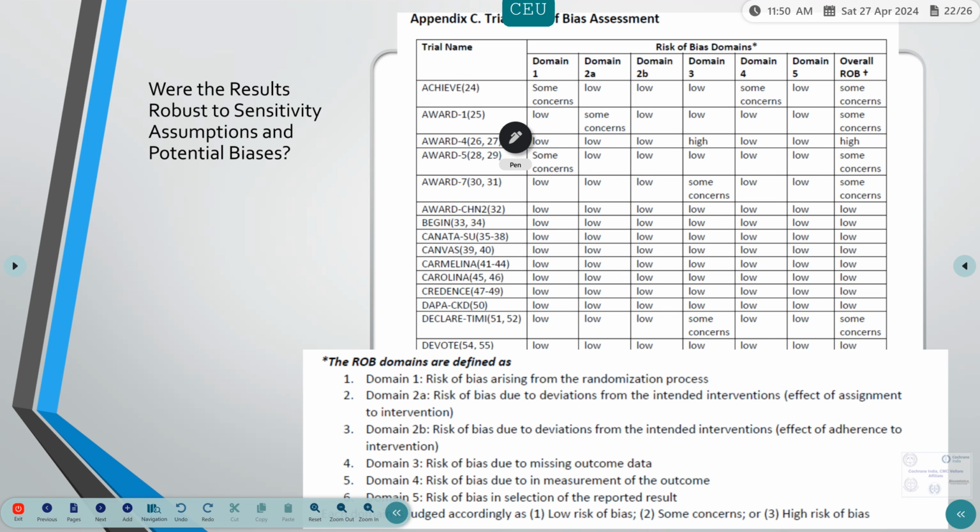Were the results robust to sensitivity assumptions and potential biases? Ideally, what this question implies is, usually for network meta-analysis, we will do a sensitivity analysis assuming that the high risk of bias studies were removed. If the results are still similar, then we would say that the results are robust. Here they have assessed the risk of bias. They have not said anything about excluding, but most of the studies are low risk of bias. They assessed it using the Cochrane risk of bias tool, in 5 domains.